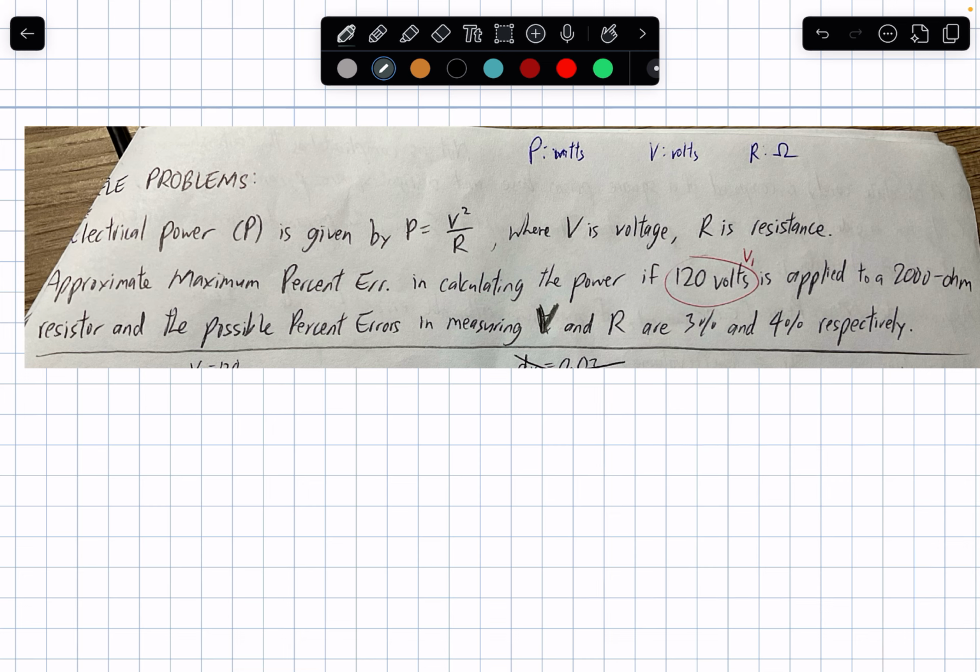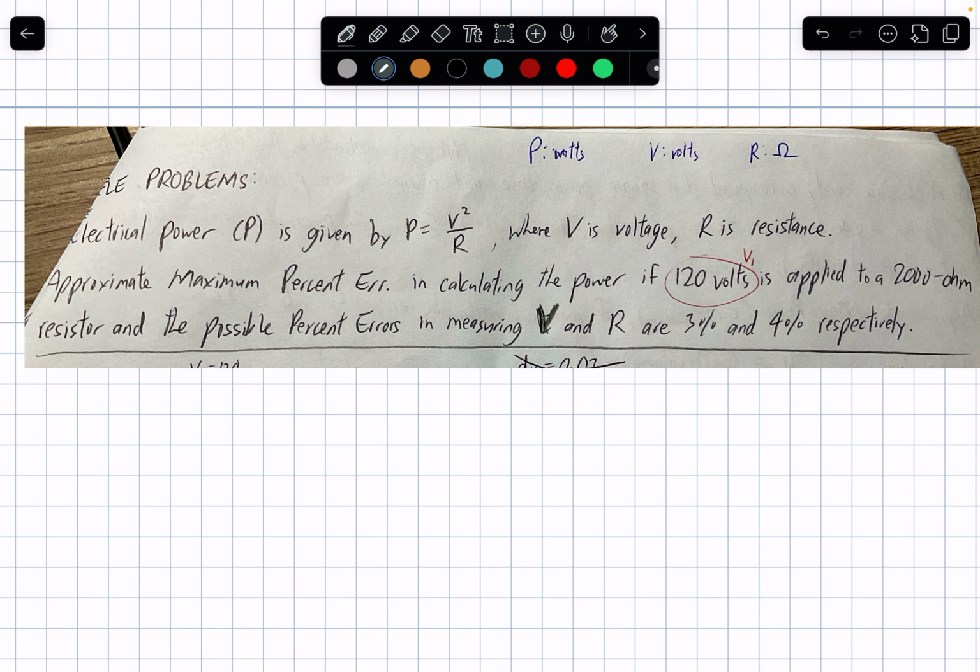So electrical power is given by P is equal to V squared over R, where V is the voltage and R is resistance. The corresponding units are shown at the top. Approximate the maximum percent error in calculating the power if 120 volts is applied to a 2000 ohm resistor, and also the possible percent errors in measuring V and R are 3% and 4% respectively. So how do we start given this kind of question?